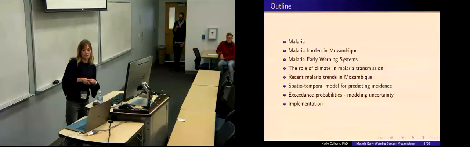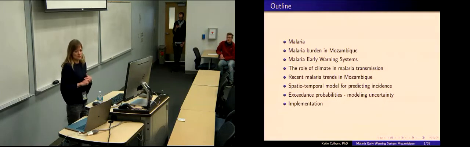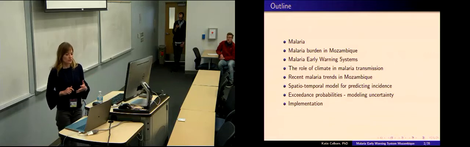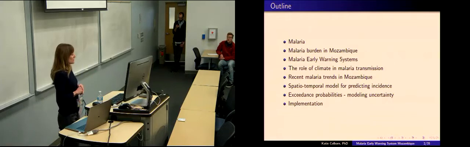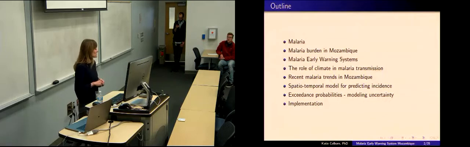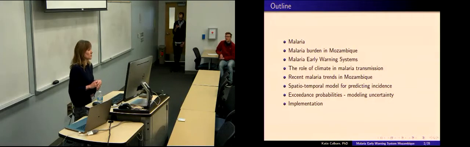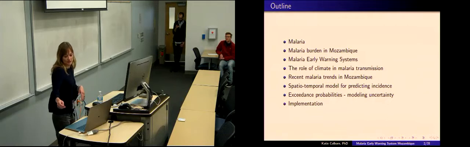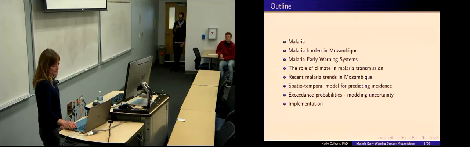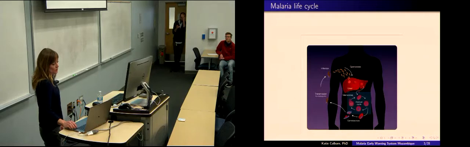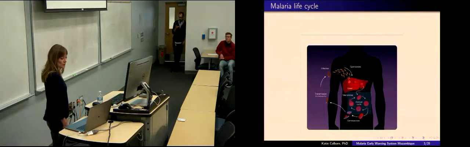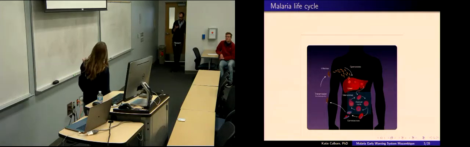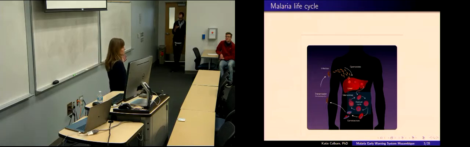And then I'll talk about our technique for developing a malaria early warning system, which includes the use of exceedance probabilities, which inherently model the uncertainty in our early warning system, and then show you how we're beginning to implement this for our partners. Okay, so malaria: you get malaria from an infective bite by a female Anopheles mosquito.